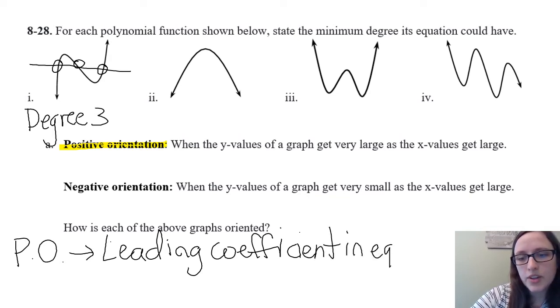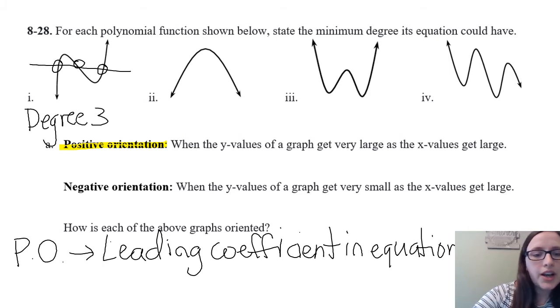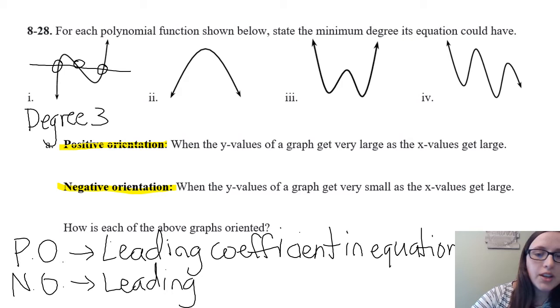And that's in the equation. And when it has negative orientation, that just means that the leading coefficient is negative. So I kind of remember this from our quadratics unit. If the leading coefficient was positive, then our graph opened up. And if the leading coefficient was negative, then our graph opened down like a frowny face.